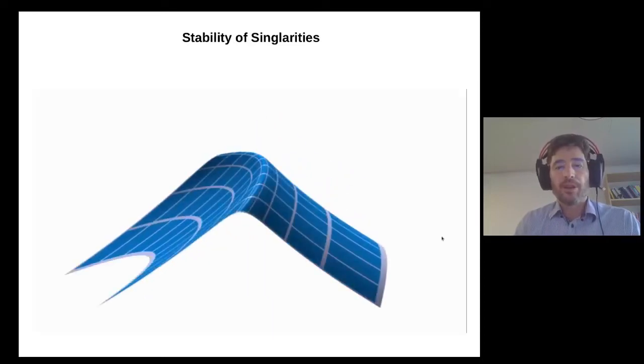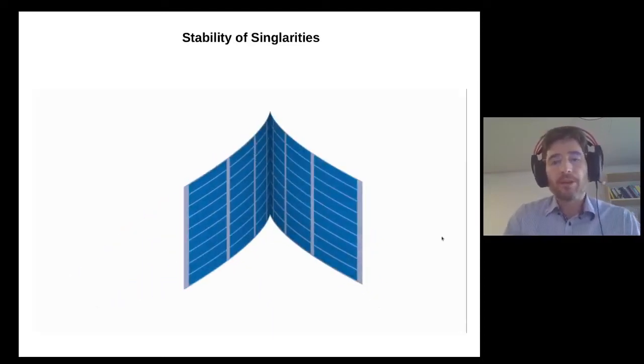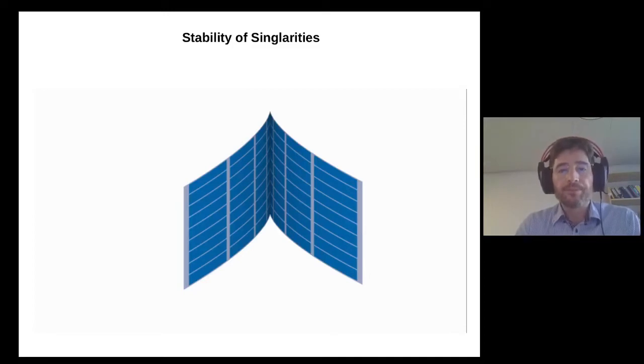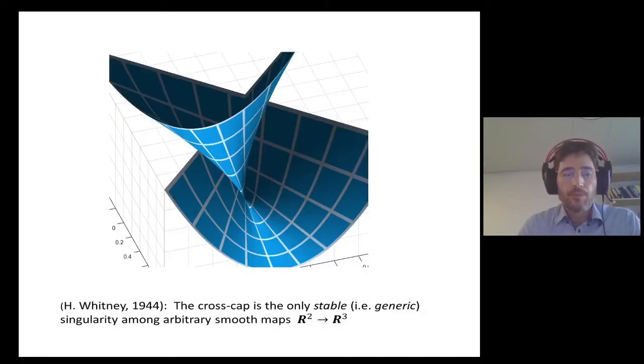So stability of singularities means a singularity is stable if you deform the surface a little bit. If nearby surfaces still have this type of singularity, then it's a stable singularity. Otherwise it's unstable. There's an old theorem that says that if you look at generic maps from R2 into R3, then the only stable singularity is this cross cap.